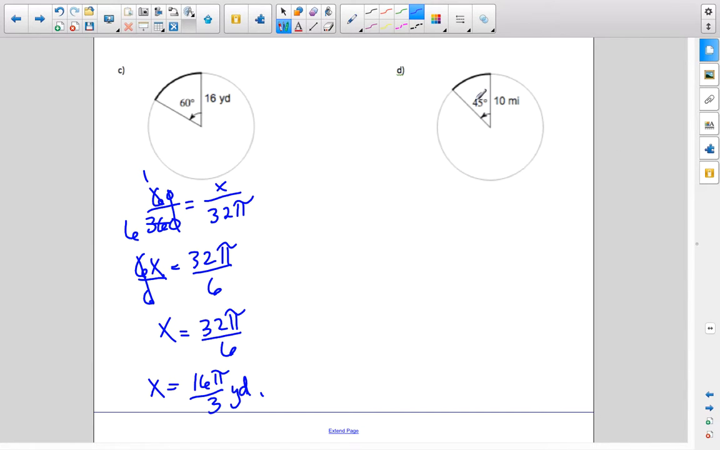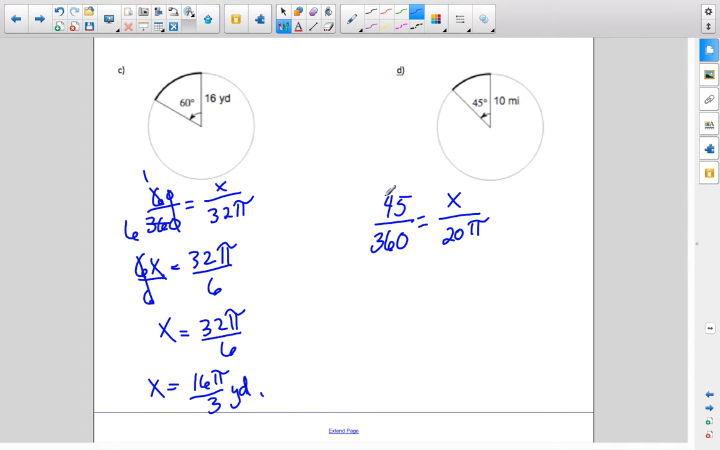Okay, in our last example, our angle is 45. So we're going to set up our proportion. Part over whole is 45 over 360. That equals our arc length over our circumference. Radius is 10. So we want to use the diameter, which is 20 times pi. So part over circumference.